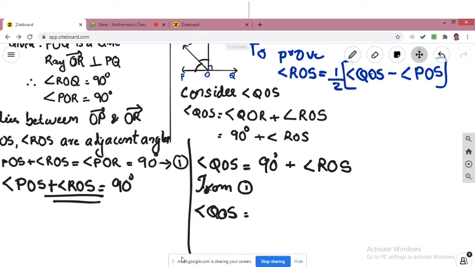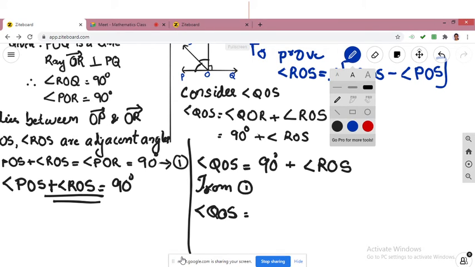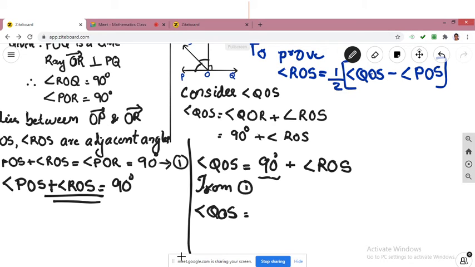Yeah. So let us substitute like that. In place of 90 degree I am going to substitute equation 1. So, what will I get? Angle QOS is equal to angle POS plus angle ROS plus angle ROS. Okay. So, is everyone satisfied with this, or should we go with Vasanta's opinion? Should we go through it like that?